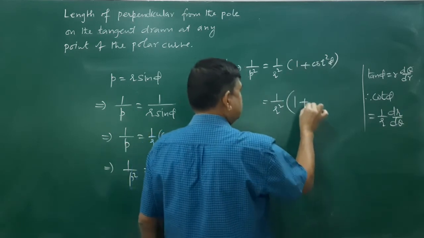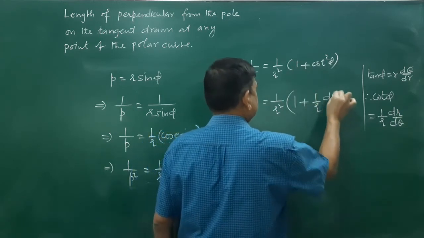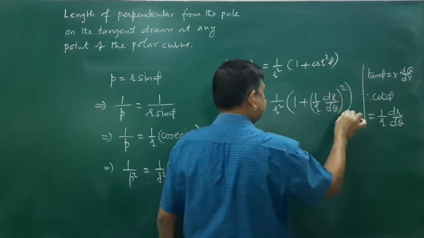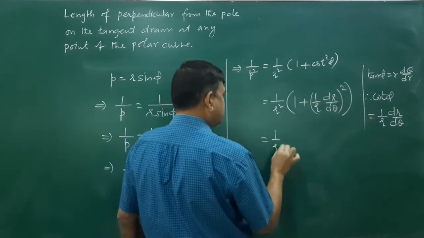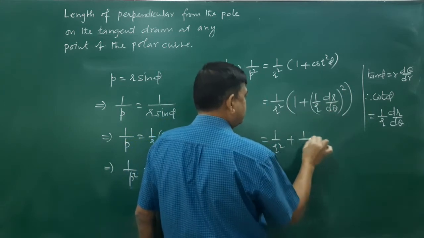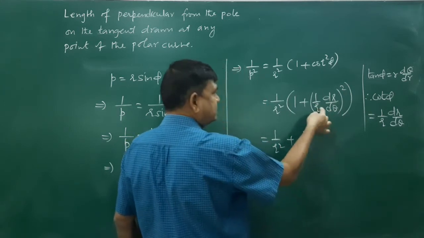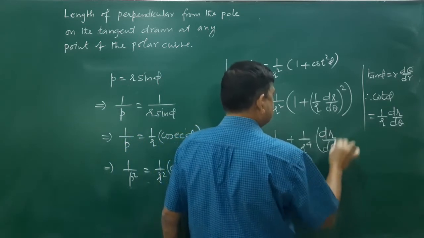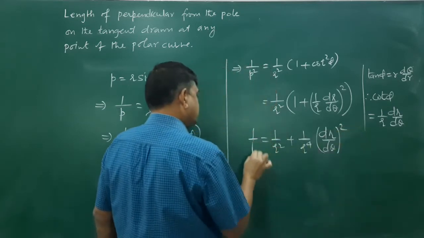It is 1 plus (1 upon r dr by d theta) whole square. So this is 1 upon r square plus 1 upon r to the power 4 (dr by d theta) whole square.